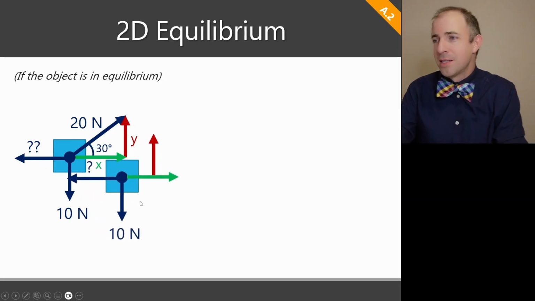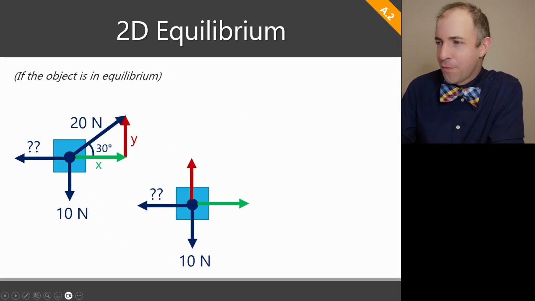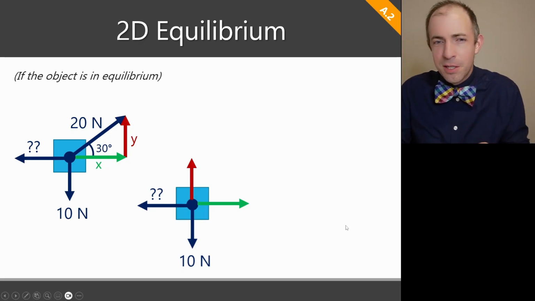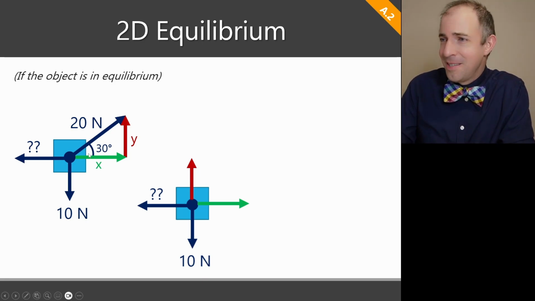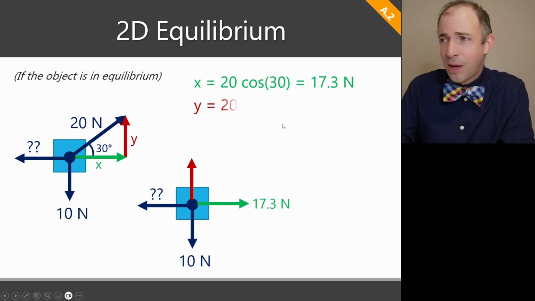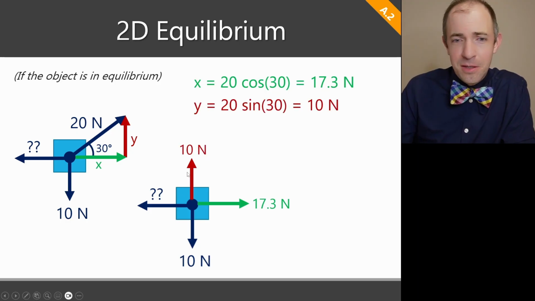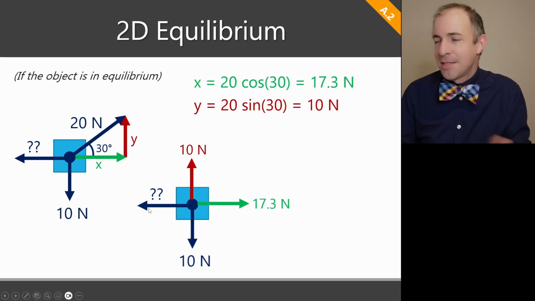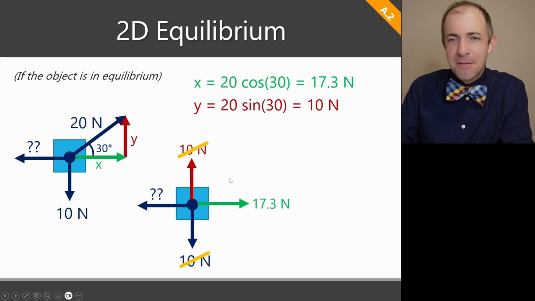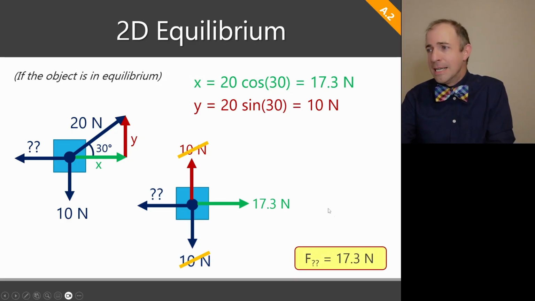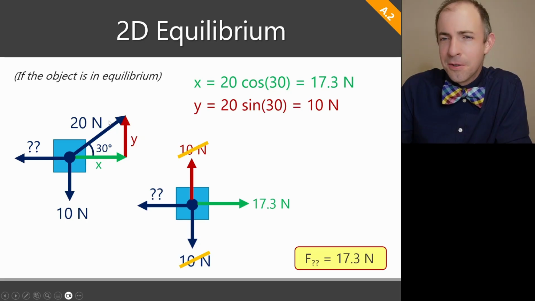So let's imagine instead that our free body diagram looks like this: we have 10 down, some unknown to the left, and then some amount going up and some amount going to the right. That amount up and to the right is all coming from this 20 newtons, and we calculated that before. We said it was 17.3 to the right and 10 newtons going up. Now it's really easy to see what this has to be in order for everything to cancel out and be in equilibrium. 10 up and 10 down cancel, which means my unknown force has to be that 17.3 to cancel out my x direction of that 20 newtons at 30 degrees.